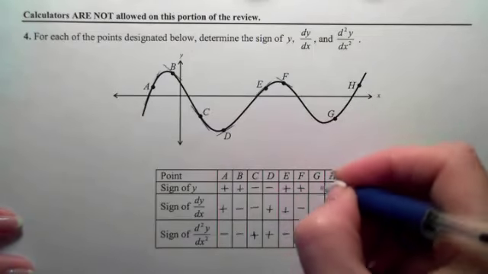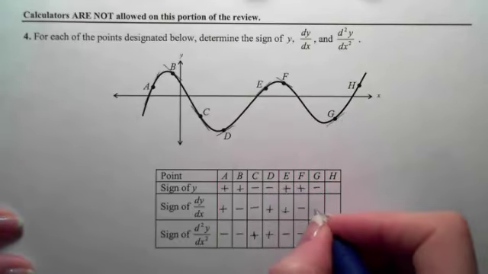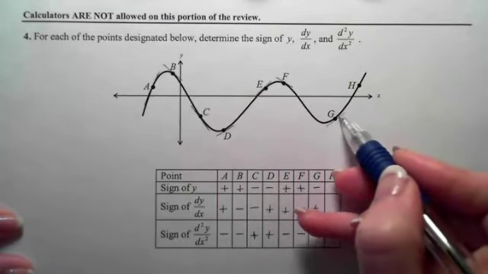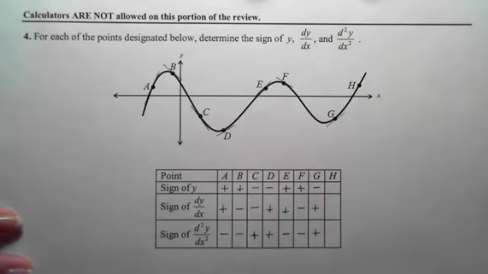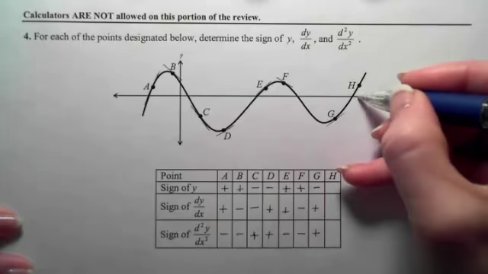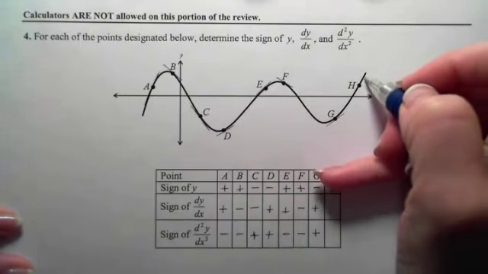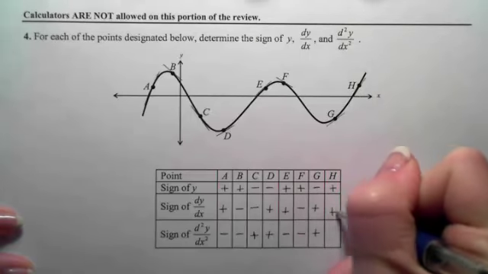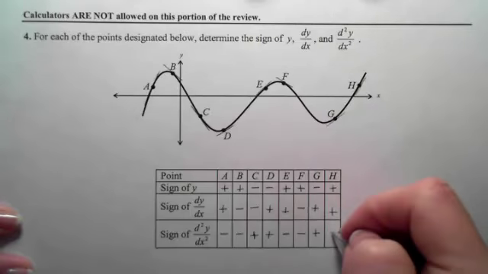Looking at G, it's underneath the x-axis. The tangent line has a positive slope, and the tangent line is underneath the curve, so the curve must be smiling. Last one, H, the y-coordinate is above the x-axis. The slope of the tangent line is positive, and the tangent line was below the curve, so we were smiling.